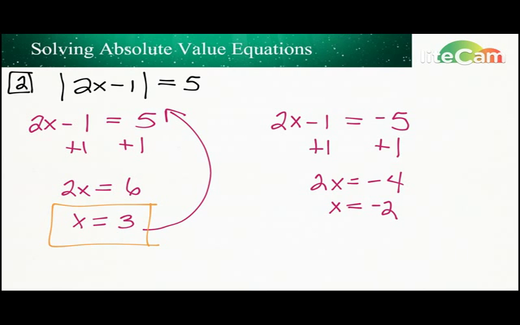Now let's take the negative 2 and plug it back in. So if I plug in negative 2, I get negative 4, and negative 4 minus 1 gives me a negative 5, but the absolute value of negative 5 is a positive 5. So therefore, I know negative 2 works. And these are my answers for number 2. All right, let's try another one because they get a little different.